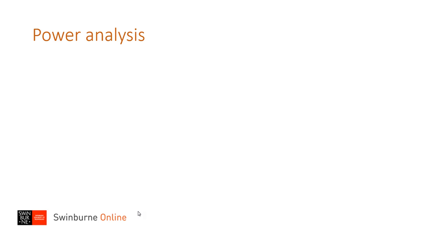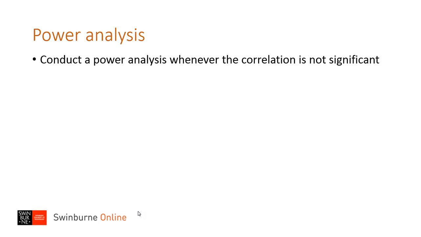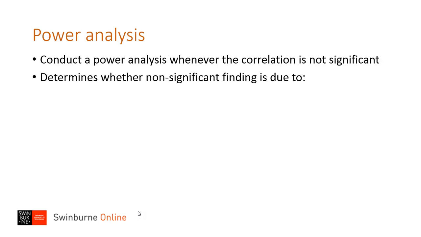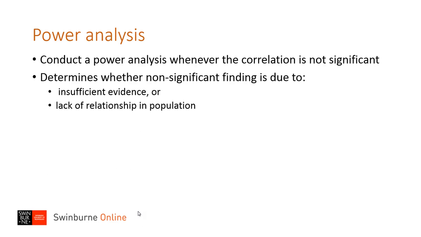This year we're going to learn something a little bit different, and this depends on power analysis. You need to conduct a power analysis whenever the correlation is not significant. This will allow you to determine whether the non-significant finding is due to insufficient evidence, as you learnt last year, or alternatively, whether it is because there is little relationship in the population to detect in the first place.